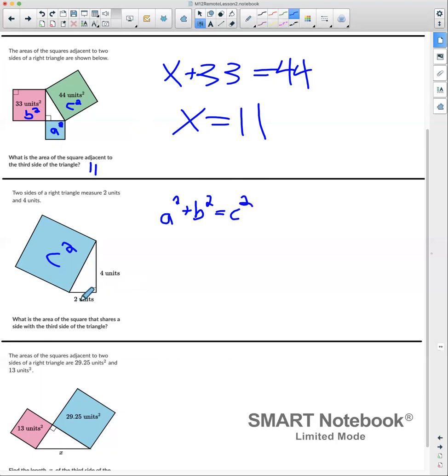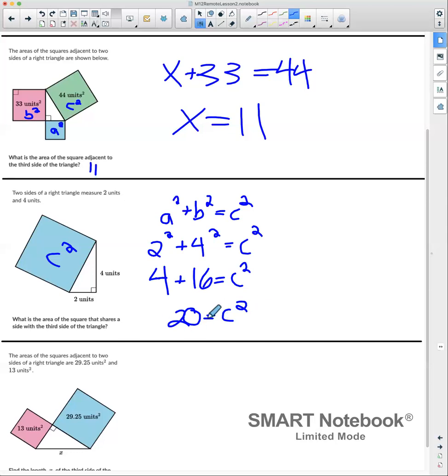Okay. Well, my a value is 2. My b value is 4. And it's equal to c squared, which is what I'm trying to figure out. So 2 squared is 4. So we have 4 plus 4 squared, which is 16. Okay, and that's equal to c squared. 4 plus 16 is 20. 20 is equal to c squared.